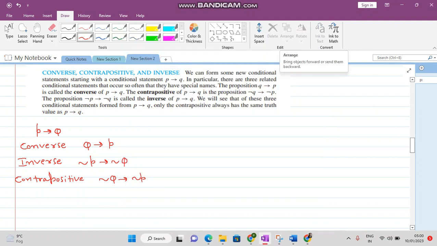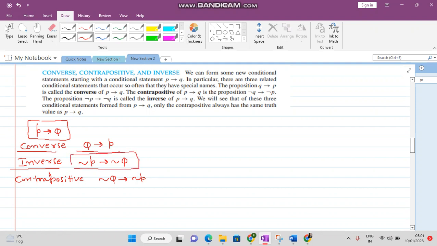Okay, viewers. In this lecture we talk about converse, contrapositive, and inverse. Whenever you are given a P implies Q statement, from this we can write the converse, which is expressed like this: Q implies P. We can write the inverse, which is written like this: negation of P implies negation of Q. And we can also write the contrapositive, which is written like this: negation of Q implies negation of P.